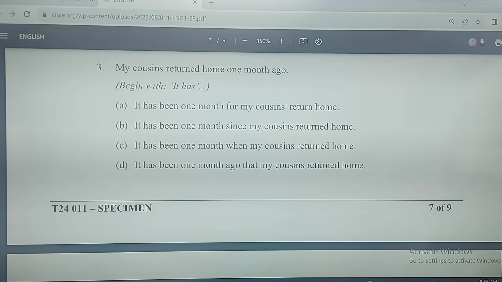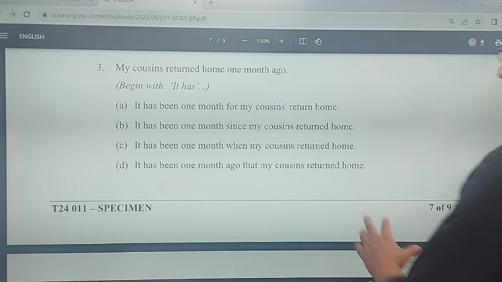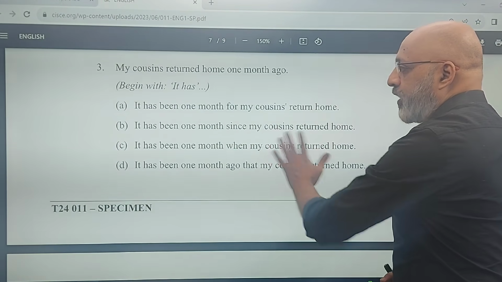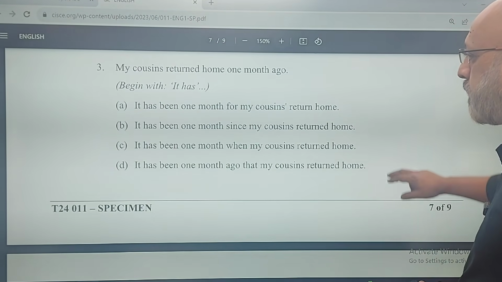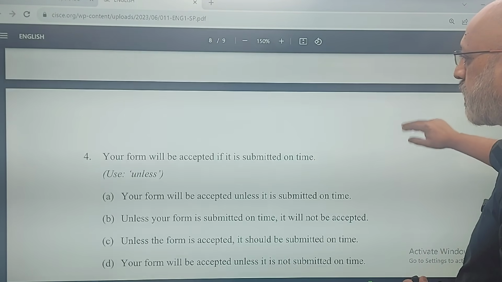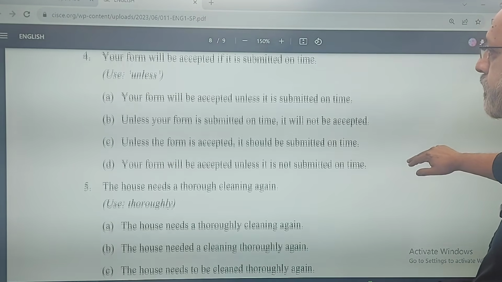My cousins returned home 1 month ago. It has been 1 month for my cousins. No, it has been 1 month since. Yes, it has been one when my cousins return home. That my cousins return home. Don't get confused between B and D. The correct option is option B. It has been 1 month since my cousins returned home.